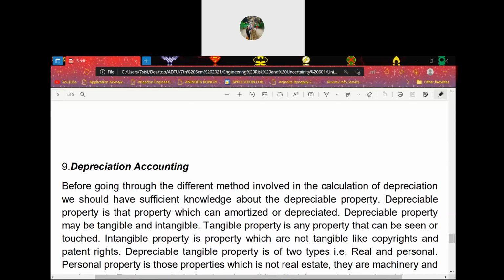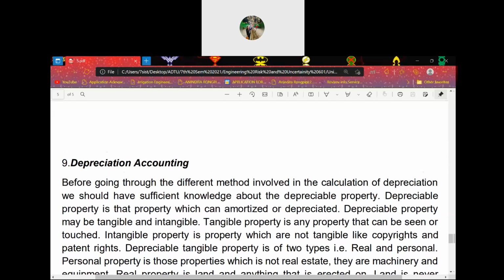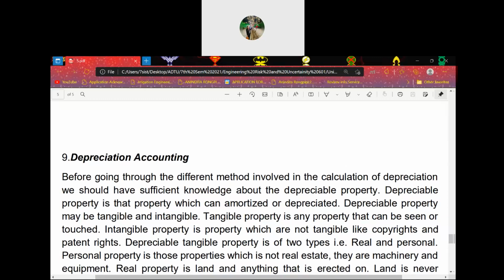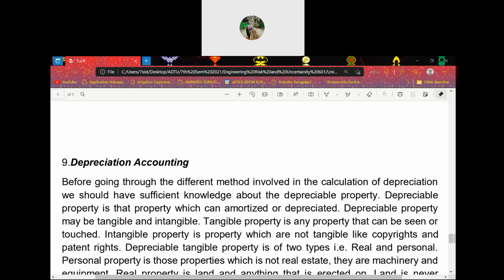Number 9, depreciation accounting. Before going to the different methods involved in the calculation of depreciation, we should have sufficient knowledge about depreciable property. Depreciable property is property which can be amortized or depreciated, or gets lowered or deducted. Depreciable property may be tangible or intangible. Tangible property is any property that can be seen or touched. Intangible property is property which is not tangible, like copyrights and patent rights.